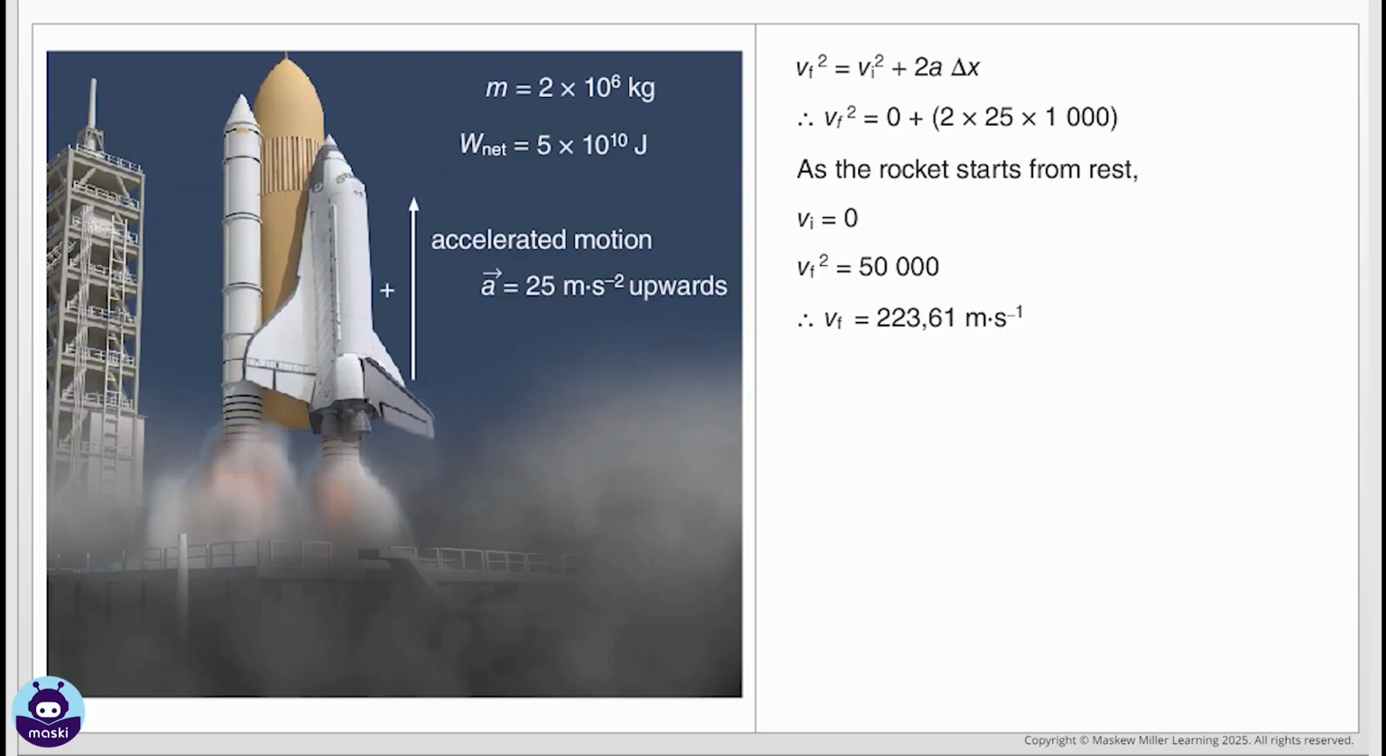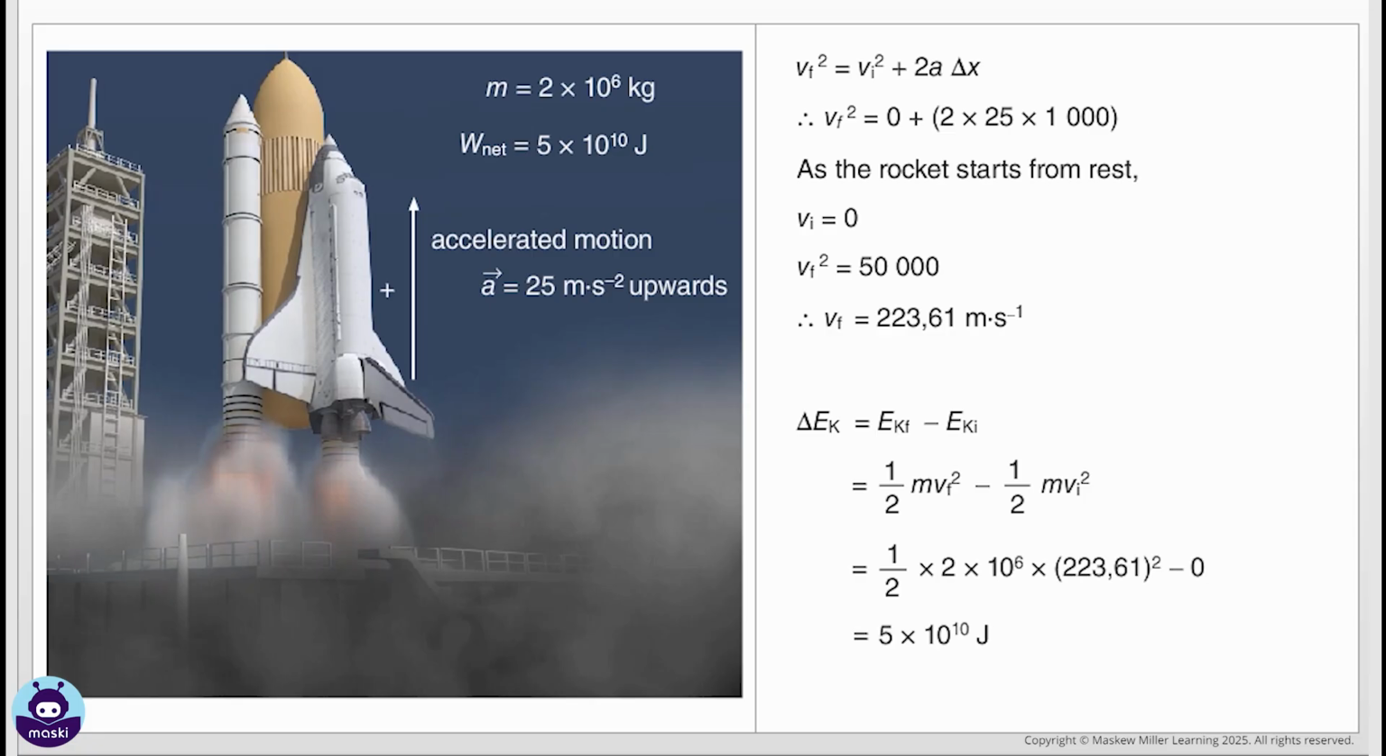Hence the change in kinetic energy of rocket with spacecraft, delta Ek equals Ek final minus Ek initial, half m v final square minus half m v initial square, equals 5 times 10 to the power 10 joule. Hence the net work done is equal to the change in kinetic energy.